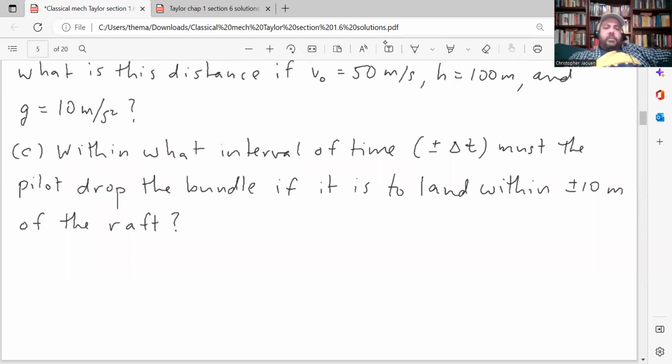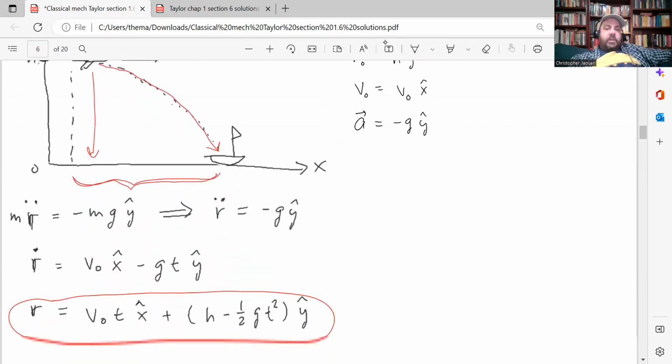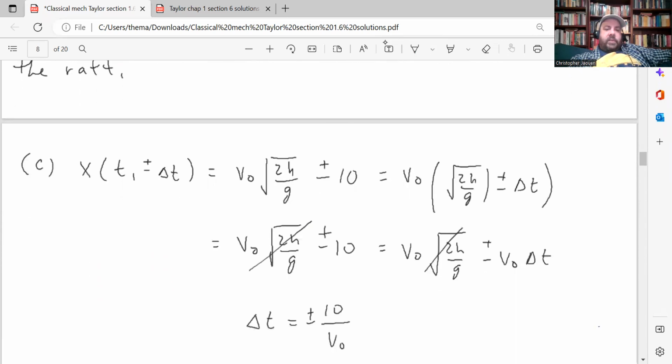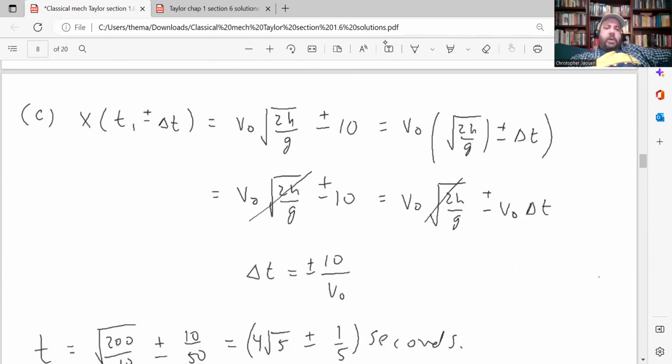Within what interval of time, plus or minus delta t, must the pilot drop the bundle if it is to land within plus or minus 10 meters of the raft? To do that, I use the x coordinate of the function that we found in part A. So I know it takes time t1, which if you remember was 2 root 5. That's how long it takes for the package to hit the ground from 100 meters high.